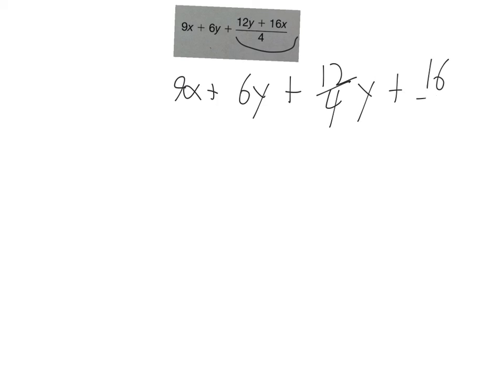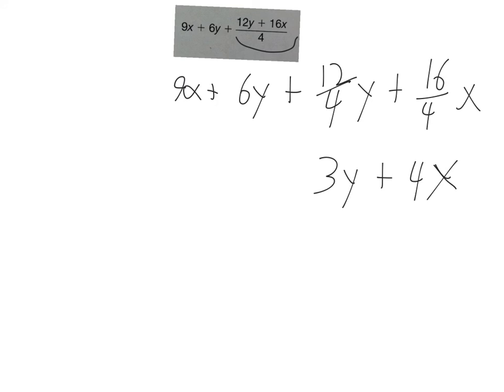This next expression is 9x plus 6y plus 12y plus 16x divided by 4. So the first thing you want to do here is distribute. Since I don't have any subtraction, I'm going to first want to distribute this 4 up amongst the y and the x there. So I do 9x plus 6y plus 12 divided by 4y plus 16 divided by 4x. And these all work out nicely, which is convenient. 12 divided by 4 is 3y. 16 divided by 4 is 4x.